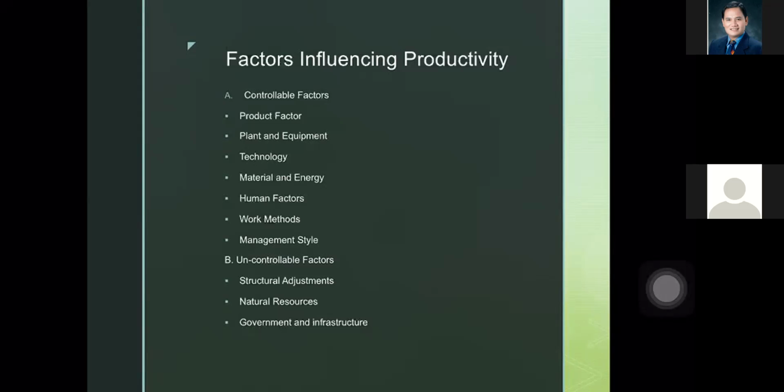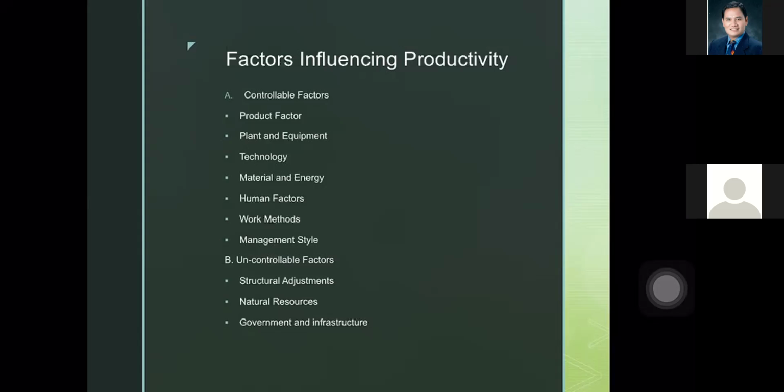In work methods, improving the ways in which work is done improves productivity. Work study and industrial engineering techniques and training are the areas which improve the work methods, which in turn enhance productivity. And last is management style. This influences organizational design, communication and organization, policy and procedure. A flexible and dynamic management style is a better approach to achieve higher productivity.